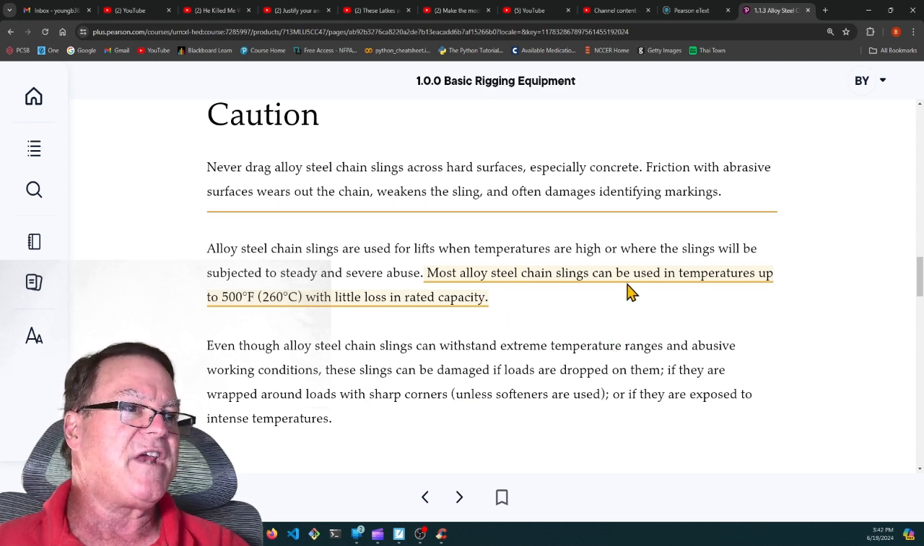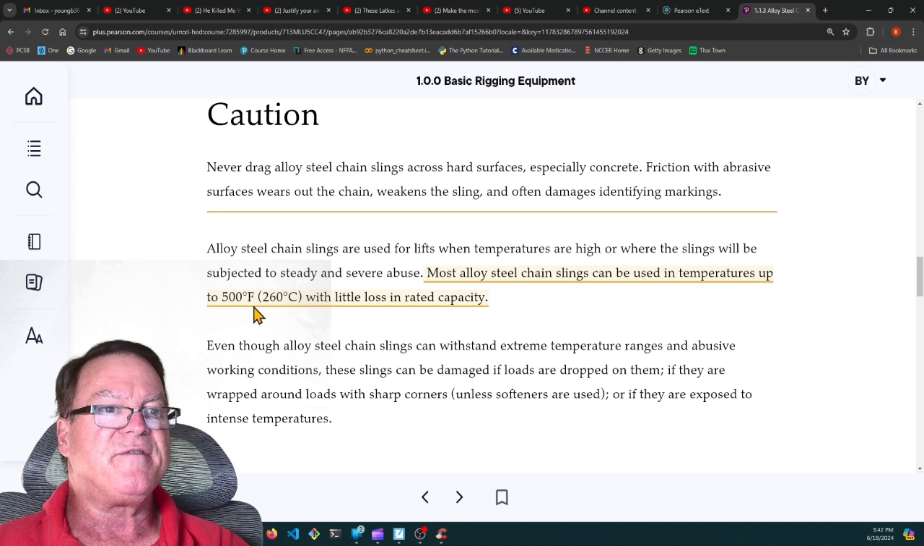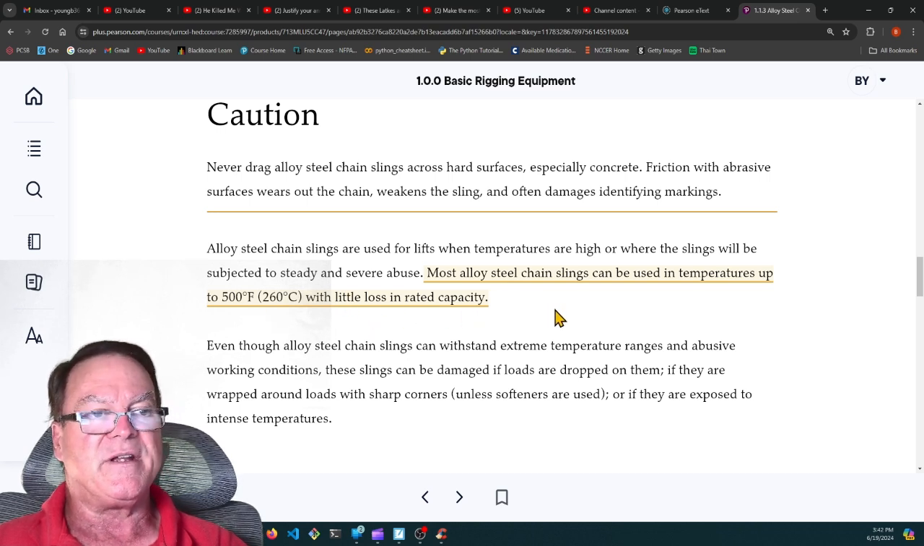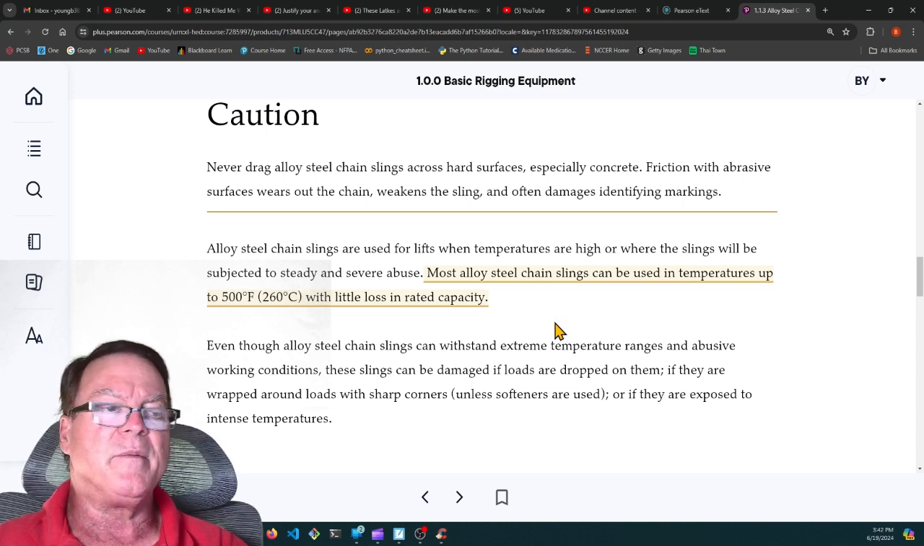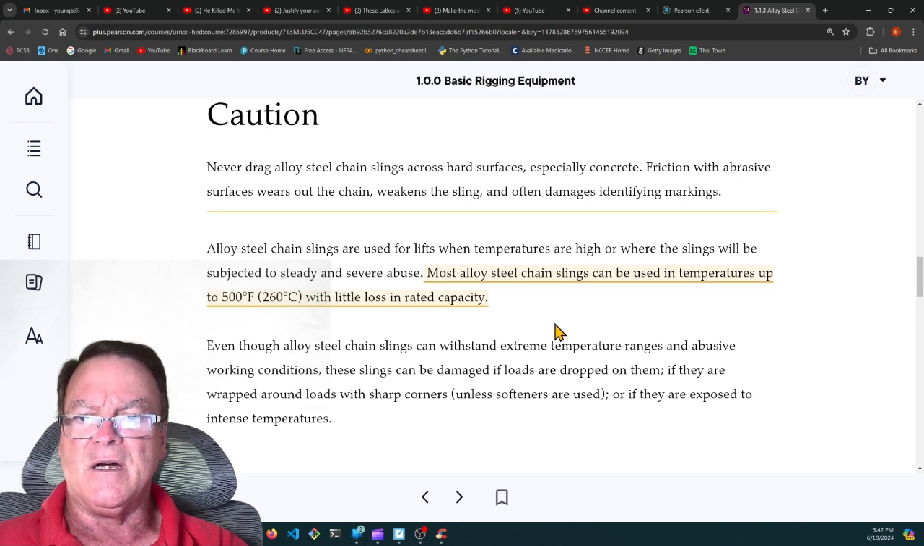Most alloy steel chain slings can be used in temperatures up to 500 degrees Fahrenheit with little loss in rated capacity. So they're good when you're lifting something in a high heat environment, or if you're lifting something that's very hot.